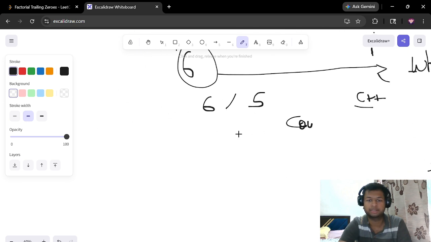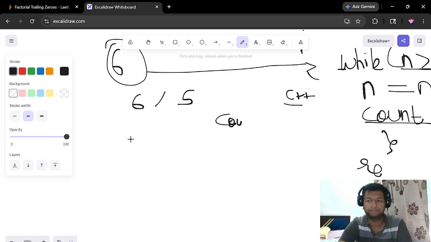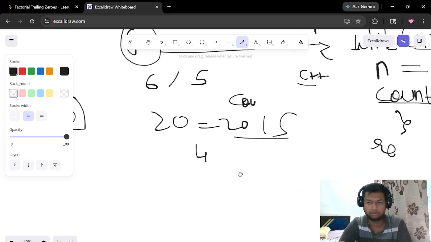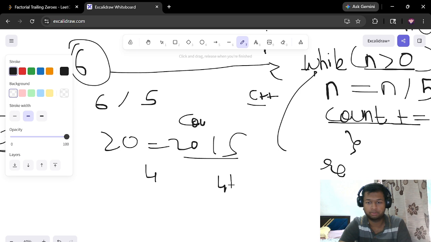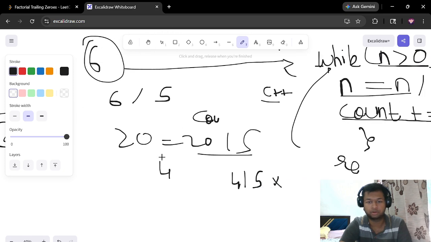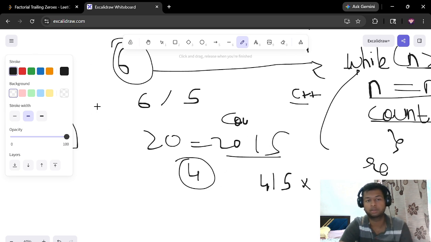So let's take a bigger number, let's say 20. We need to find how many trailing zeros there would be at the very end of 20 factorial. So 20 divided by 5 will be equal to 4. Now count will be incremented to 4. Now again this will go here, and 4 divided by 5 will not happen, so this would not be executed and count would be 4. So we know that at the very end there would be 4 zeros.